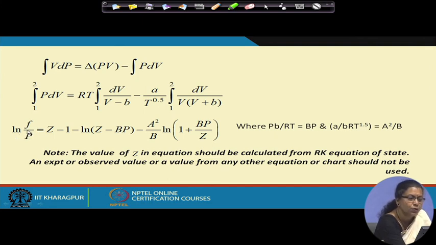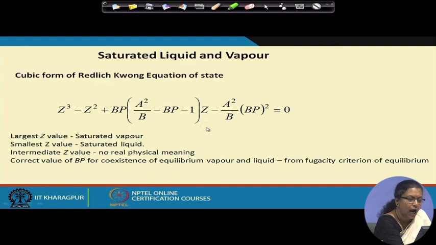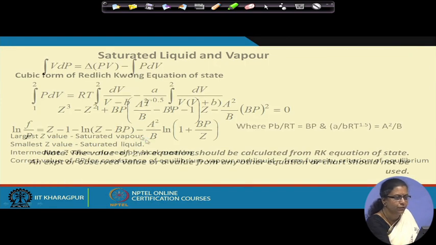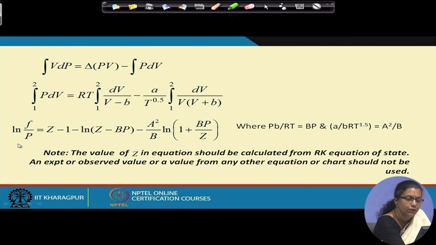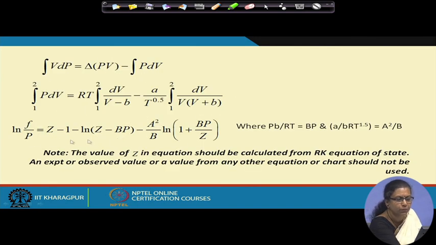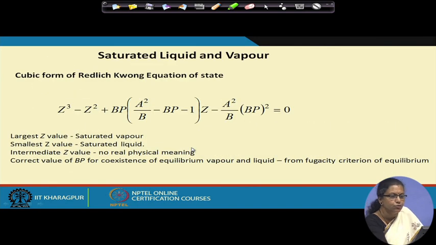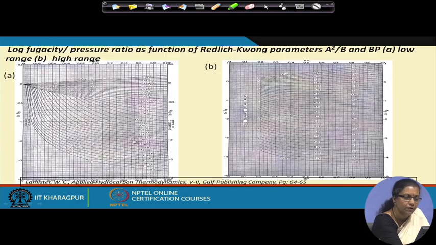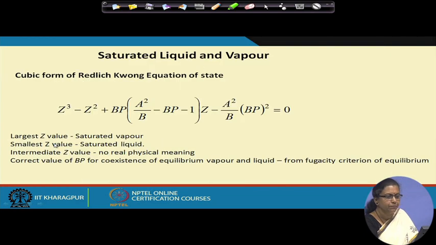same. Once we have identified the pressure under which the liquid phase and the vapor phase fugacities are the same, then we know that the Z corresponding to that pressure should be used here, or in other words the Bp value which we have obtained from this particular equation is then used in this equation, and then we obtain the roots of Z, and then the higher value is taken as the saturated vapor and the lower value is taken as the saturated liquid.